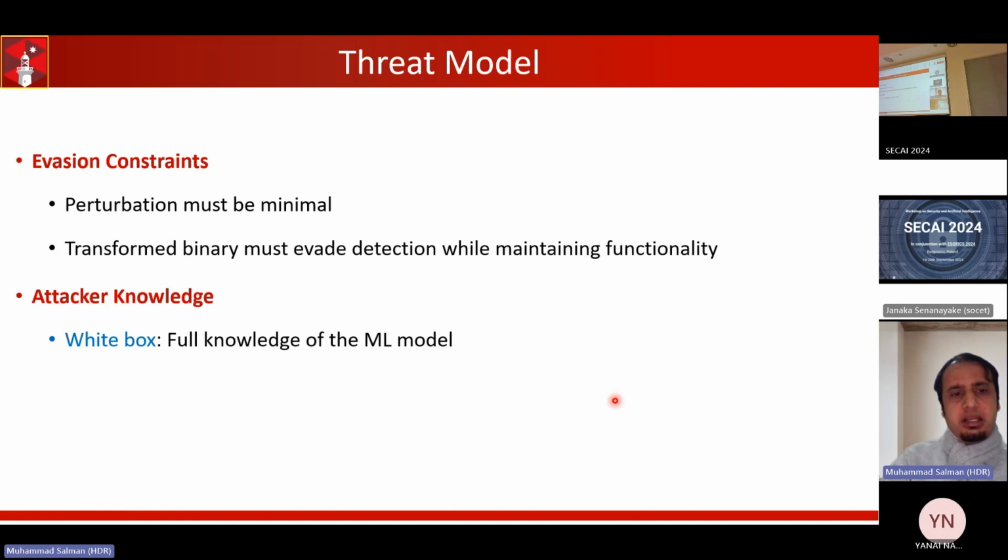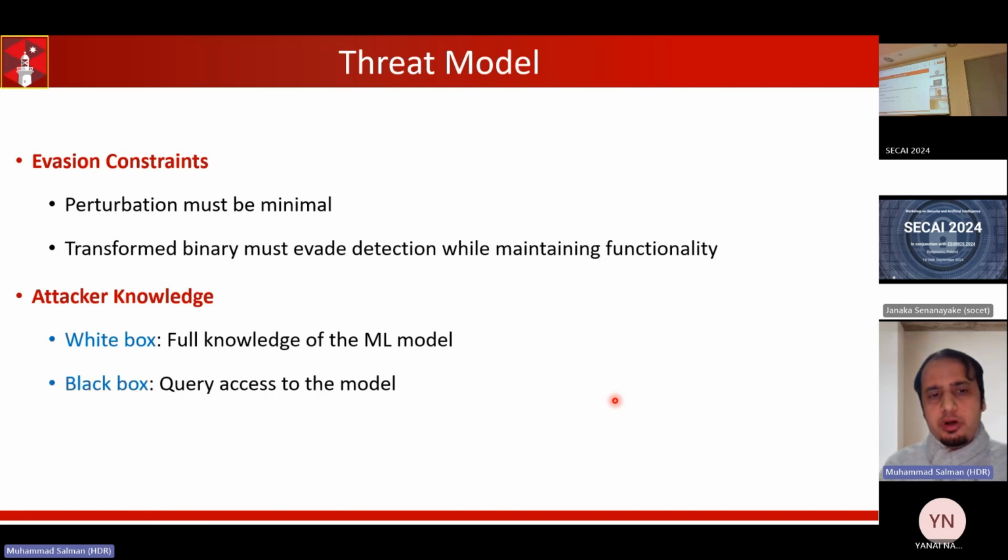As we are familiar, an attacker can launch a white box attack or a black box attack. In a white box attack, the attacker has full knowledge of the target machine learning model, while in a black box attack, the attacker has limited access to the model and can only query the model by providing an input and observe the classification outcome of that model.